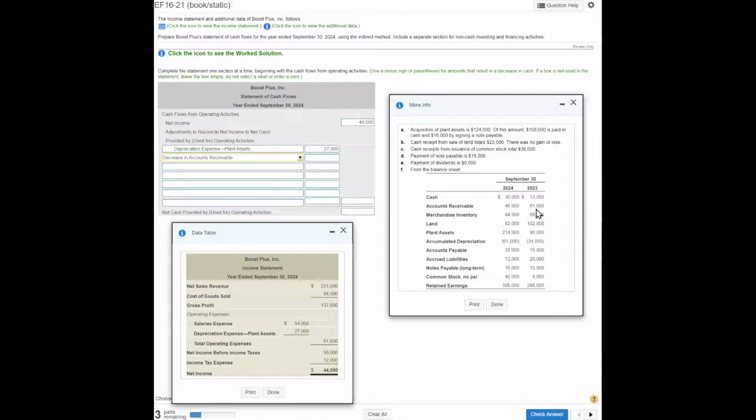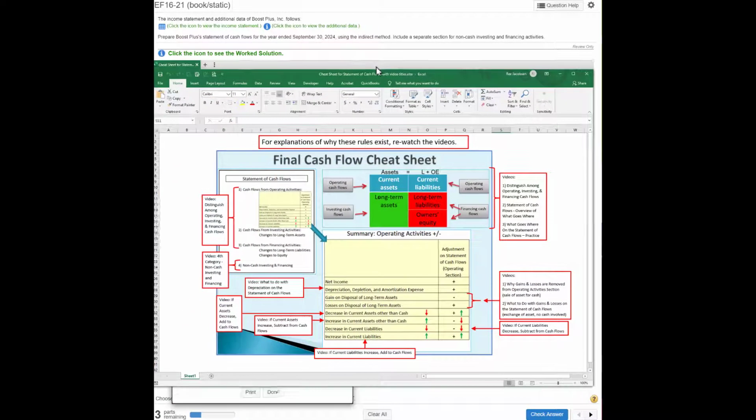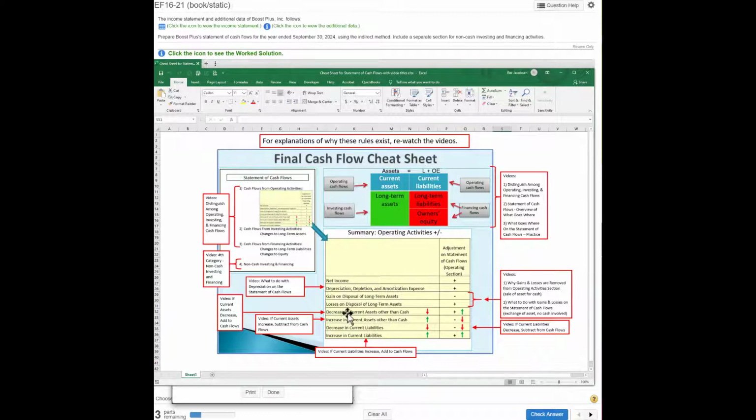So what effect on cash? What is the effect on cash when AR decreases? Well, if AR decreased, then cash must have gone up because we collected on AR. So the amount is 15,000. And always double check your cheat sheet if you don't have it memorized. A decrease in a current asset, you add it. And an increase in a current asset, you subtract it.